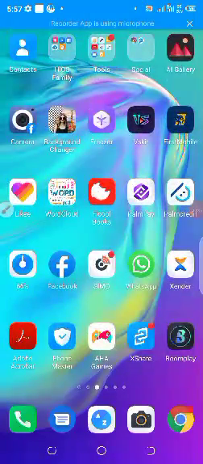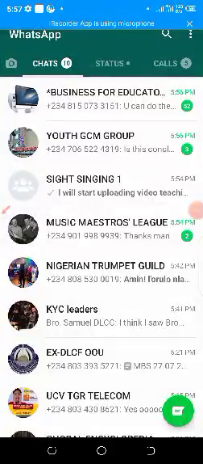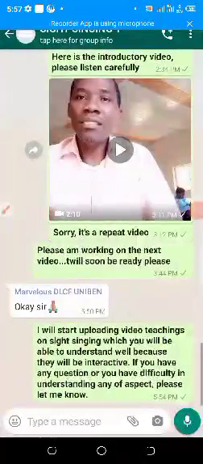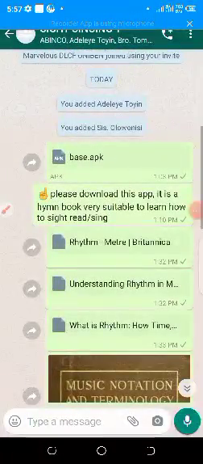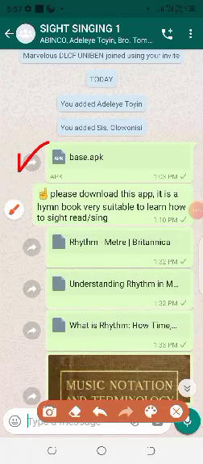So let's go back to the platform, sight singing one platform, then look at those materials I sent. Yes, this first material is an app, a hymn book. So you download it and you open it. We will still talk about it because that's what we use for our practical application tomorrow. We start to learn some of the hymns, how to sight some of the hymns. You start from the common ones to the uncommon ones. Then you come to this.